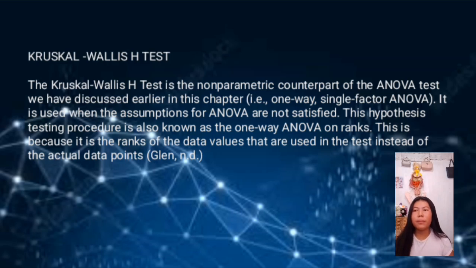My assigned topic is all about the Kruskal-Wallis H test. The Kruskal-Wallis H test is the non-parametric counterpart of the ANOVA test we have discussed earlier in this chapter, the one-way single factor ANOVA. It is used when the assumptions for ANOVA are not satisfied. This hypothesis testing procedure is also known as the one-way ANOVA on ranks, because it is the ranks of the data values that are used in the test instead of the actual data points.